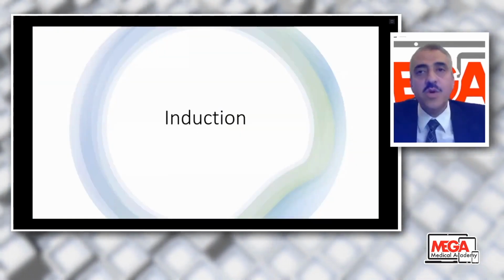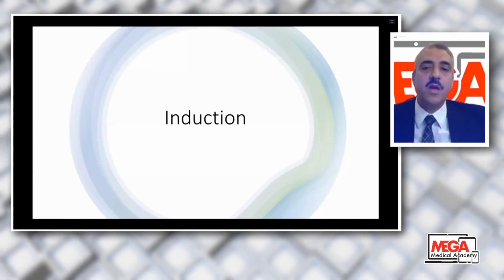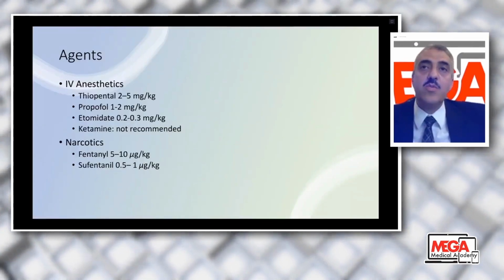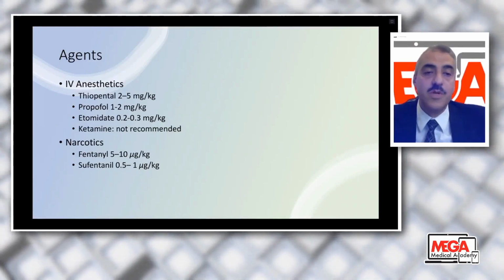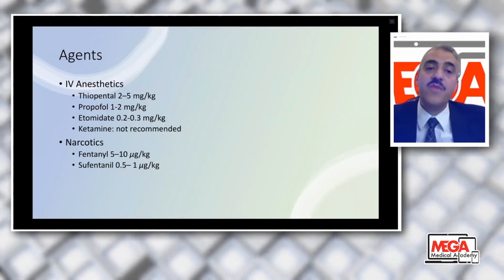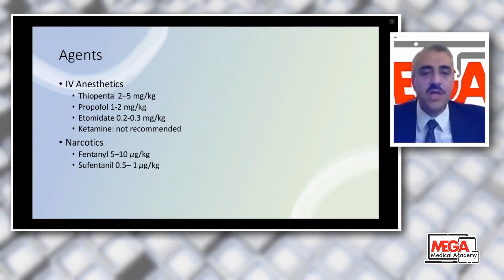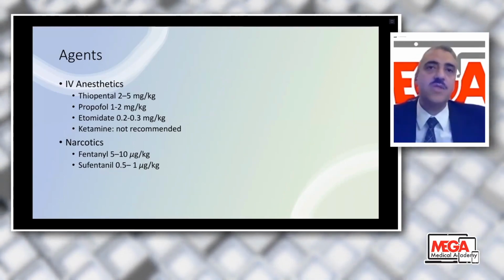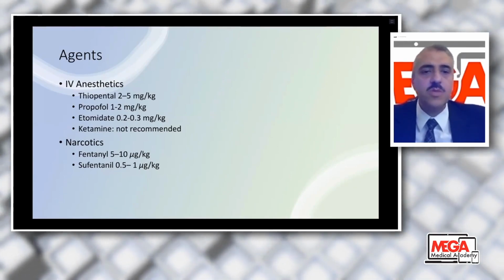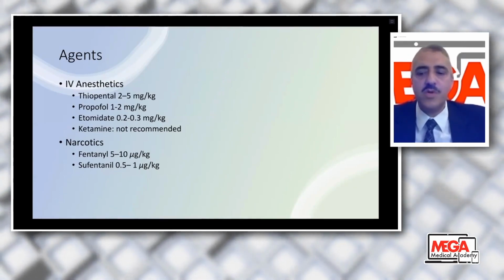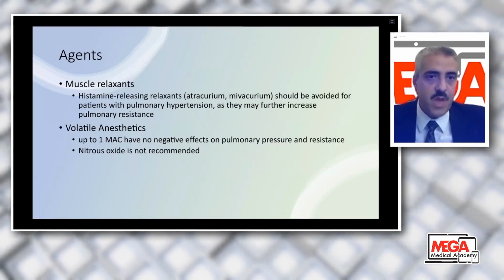So if we are going to give the patient general anesthesia, induction is going to be in this way. All the intravenous anesthetics could be used except for ketamine, which is not recommended for these patients. Narcotics, we can use fentanyl, sufentanil, or whatever narcotic is needed according to the strength of surgery, according to the depth of anesthesia we need, but we must avoid the use of morphine because of the histamine release.